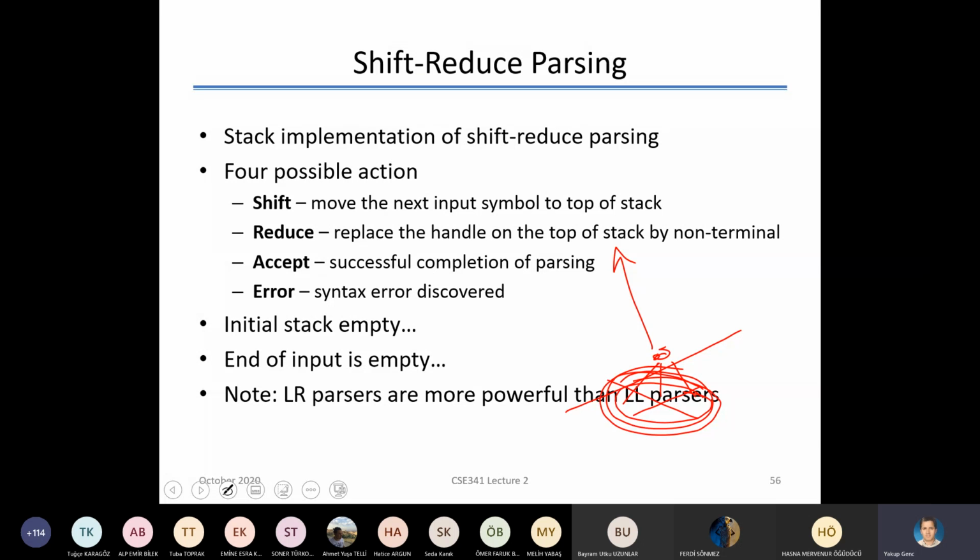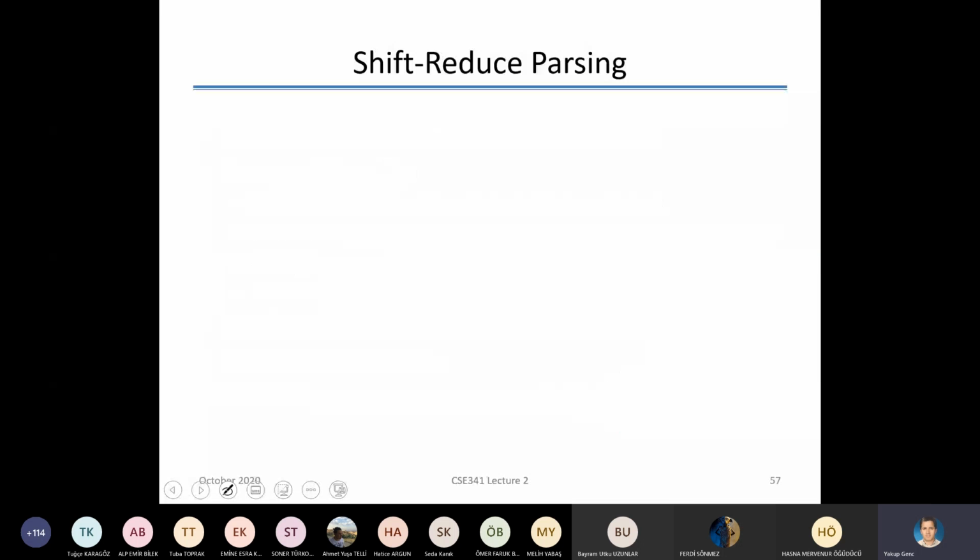To replace one production rule with a non-terminal from right-hand side to left-hand side, doing this reduce step, you are looking into a larger portion of the input. Whereas when you do LL parsing from top to bottom, you are trying to match only a portion of the right-hand side with a production rule. So these LR parsers are more powerful in terms of their capabilities or expressive power than LL.